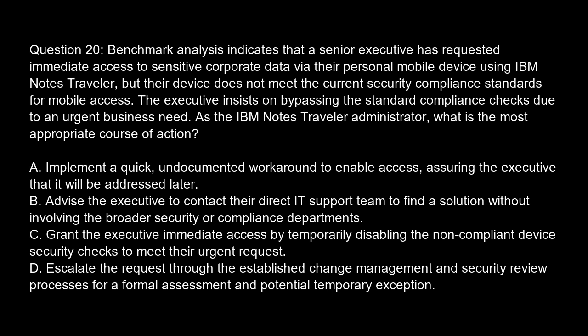Option A. Implement a quick, undocumented workaround to enable access, assuring the executive that it will be addressed later. Option B. Advise the executive to contact their direct IT support team to find a solution without involving the broader security or compliance departments. Option C. Grant the executive immediate access by temporarily disabling the non-compliant device security checks to meet their urgent request. Option D. Escalate the request through the established change management and security review processes for a formal assessment and potential temporary exception.